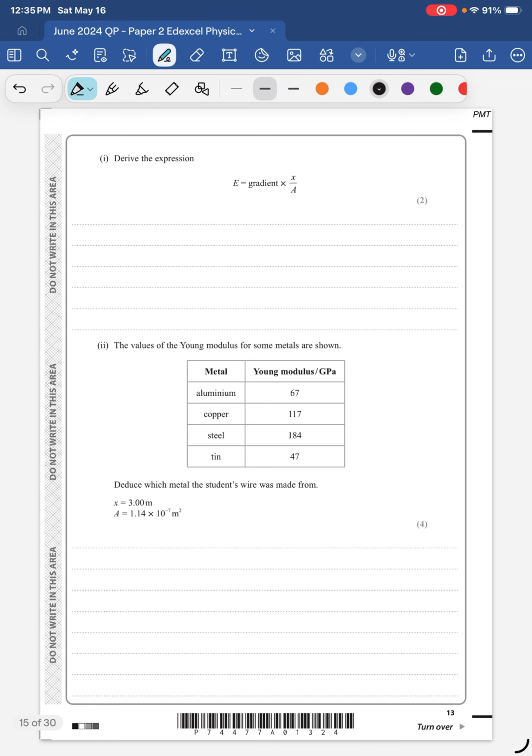Okay. Derive this expression. So how are we going to go about this? So stress is strain times the Young's modulus, right? But stress is force per cross-sectional area. Strain is X.